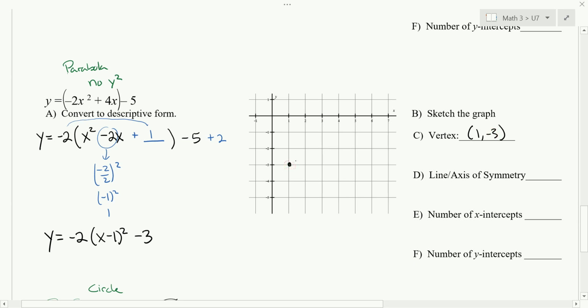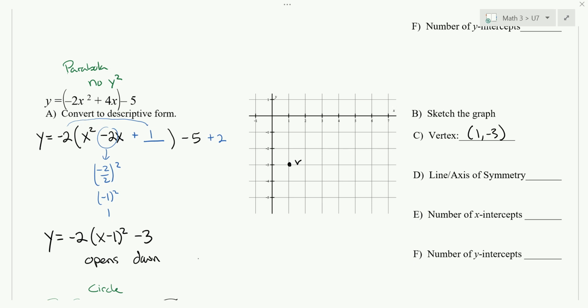Which way is this going to open? It's going to open down. Are you sure? Good. Opens down. Okay, because it's in the negative y direction. How far away from the vertex is the focus? Well, do we even need that? We don't even need that.